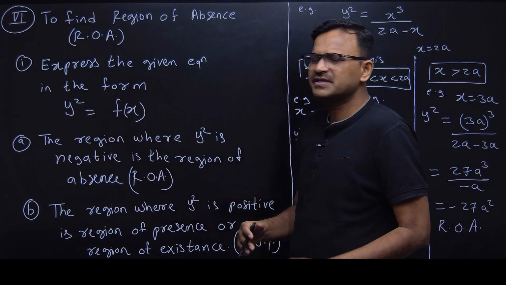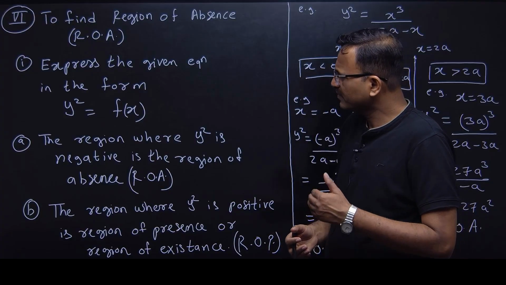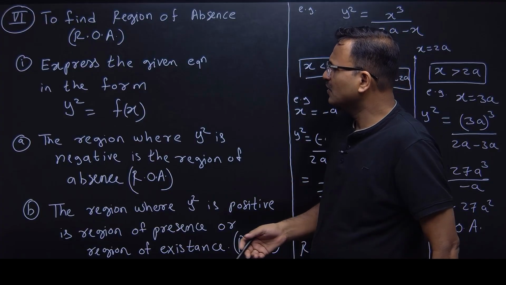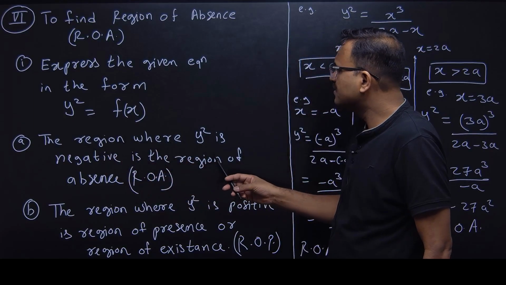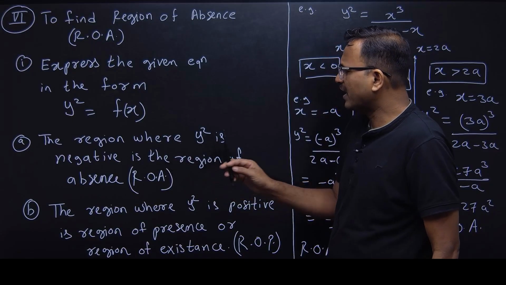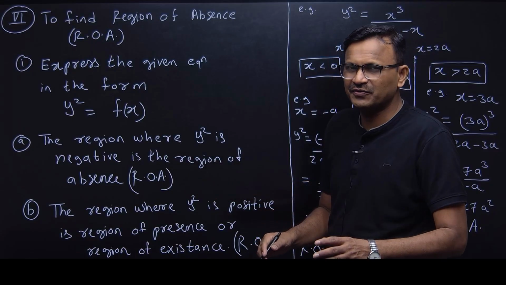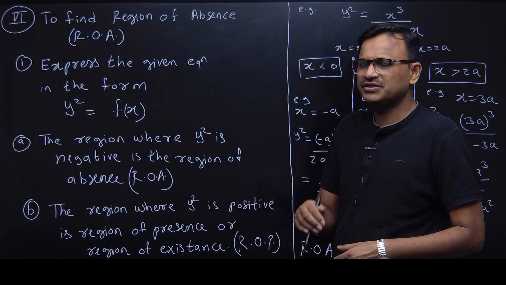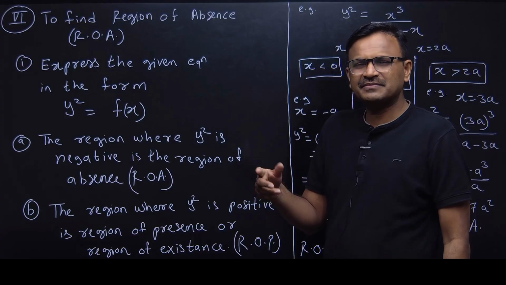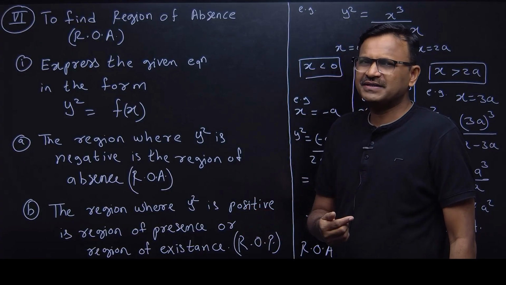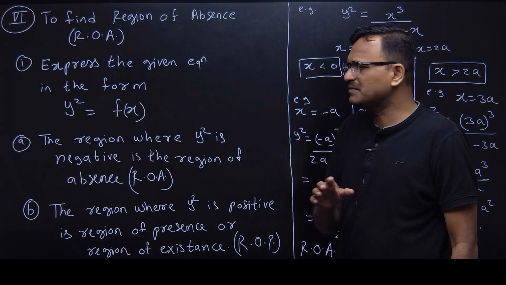Now to find the region of absence, first we express the given equation in the form y square is f of x. Now the region where y square is negative is the region of absence. जिस region में y square negative आएगा वो region of absence हो जाएगा. Because see, if y square is negative, suppose for example y square is minus 1, y becomes root of minus 1, which becomes imaginary. Once you get minus inside the root, it becomes imaginary.